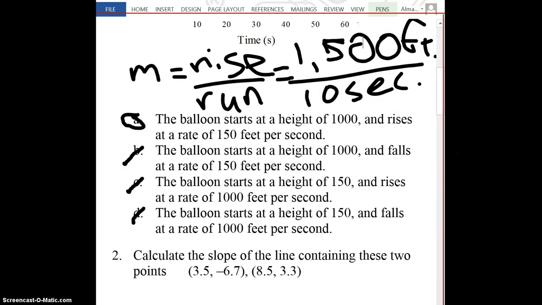Number 2, we want to calculate the slope of the line containing these 2 points. So we want to start by first making ourselves a t-table, a t-chart. And we put our points there. To go from 3.5 to 8.5, we have to add 5. To go from negative 6.7 to 3.3, we have to add 10.